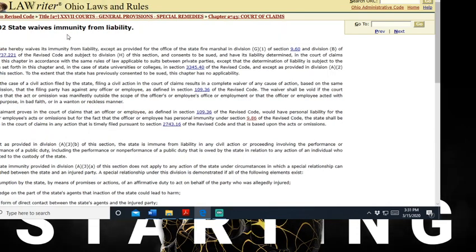State waives immunity from liability. Let me tell you why the state has to waive a liability. Look at this word.